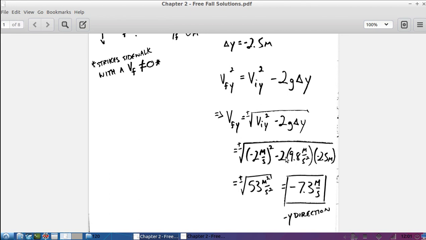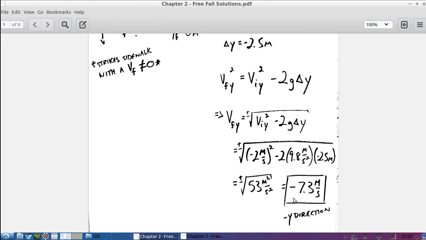Okay. So I'm going to evaluate what's under the radical. This term actually ends up being positive, right? I've got a negative displacement. I've got a negative sign here. This term will be positive, so I won't have to worry about any negative signs under the square root. Got plus or minus root 53. Root 53, I'm in meters squared per second squared. The square root of those units are meters per second.